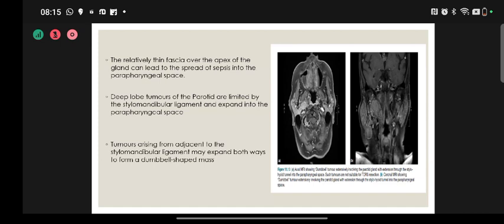Another important aspect is that deep lobe tumors of the parotid, which are limited by the stylomandibular ligament, usually if they arise from adjacent to the stylomandibular ligament, can expand both in the parotid space as well as in the parapharyngeal space, and they often present as a dumbbell-shaped mass.